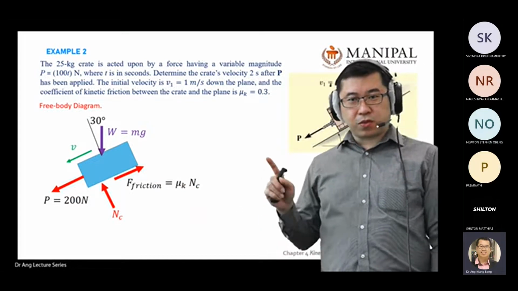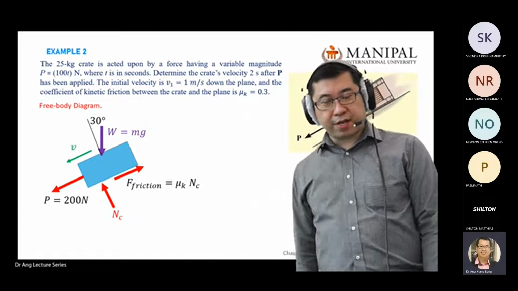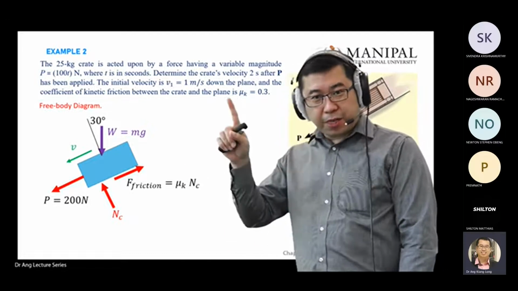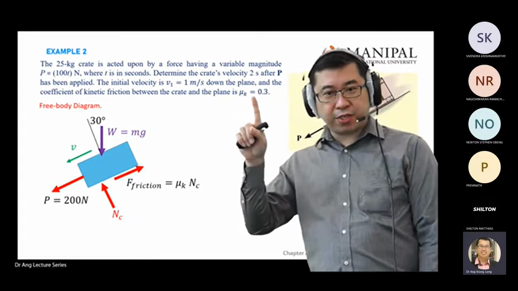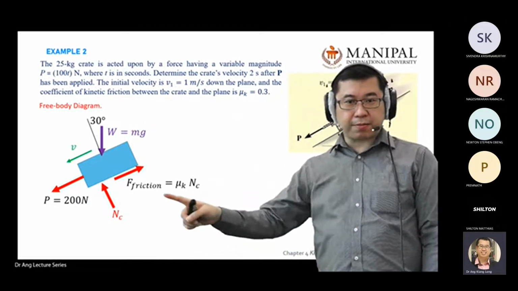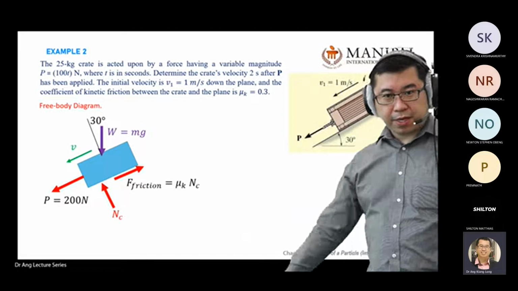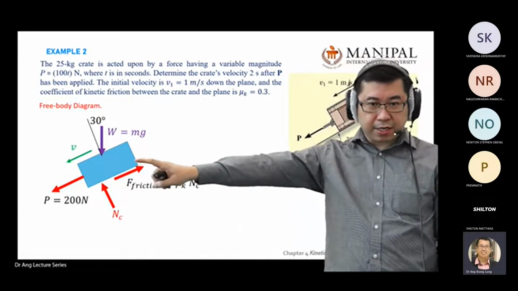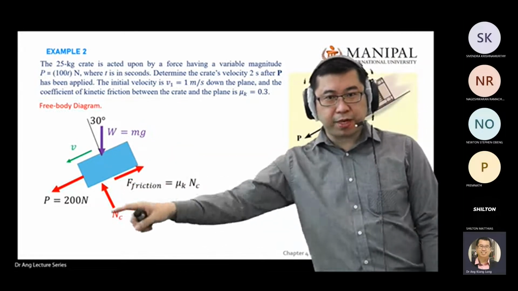Okay, so you need to be careful. Look carefully at the question. Normally, if the friction coefficient is given, you need to calculate the friction, right? Friction equals mu times the normal force. And the direction, again, is opposite to the movement of your object.